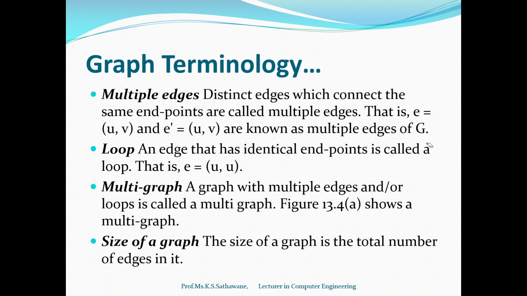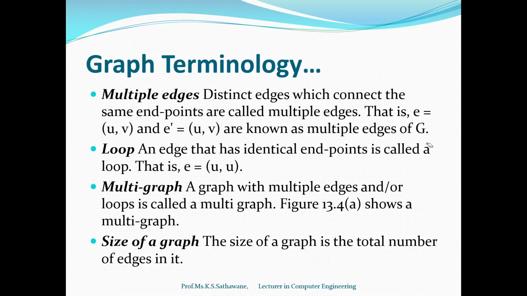Now what are multiple edges? Distinct edges which connect the same endpoints are called multiple edges. That is E of u, v and E dash of u, v. Means E and E dash both are connecting u and v, that is the same vertices, and are known as multiple edges of G. What is a loop? An edge that has identical endpoints is called a loop. That is E is equal to u, u. Means a vertex is connecting to the same vertex.